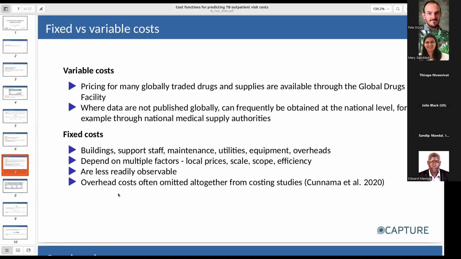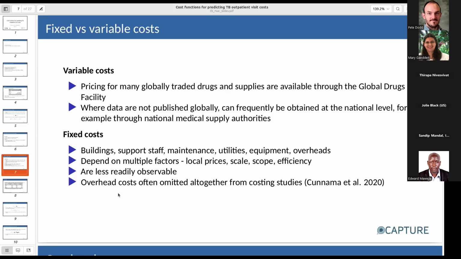You could go into a facility and follow a clinician and see, okay, when they do a TB outpatient visit, this many supplies are used, this much time is spent with the patient, and these are the drugs required. And you can estimate your variable cost quite straightforwardly, but you can't really just go in and say, oh, okay, well, the average building cost of a single visit is X. It's just not directly observable. You need a lot more information and some method of allocating capital costs across patients. And overheads seem to be particularly tricky to measure, which is evidenced by the fact that they're often missing when you look at TB costing studies.